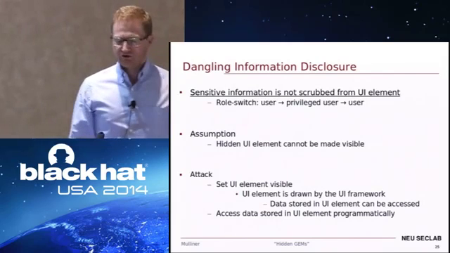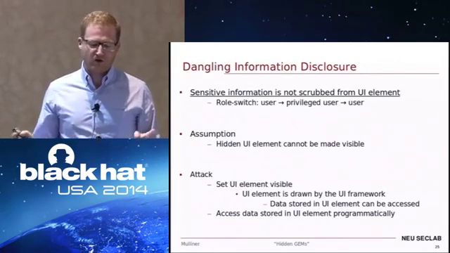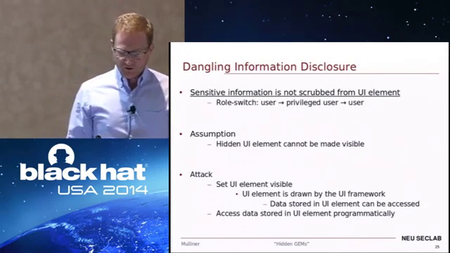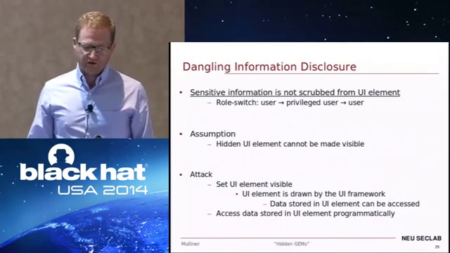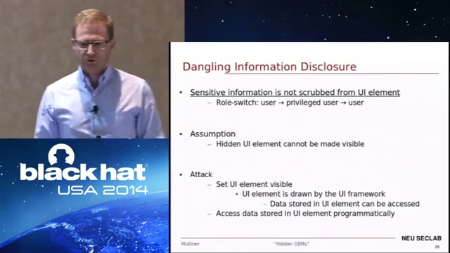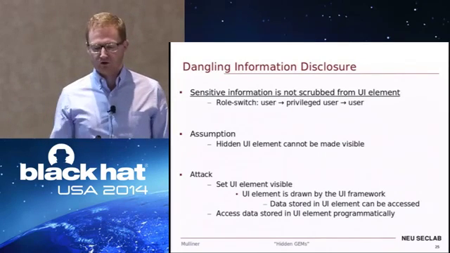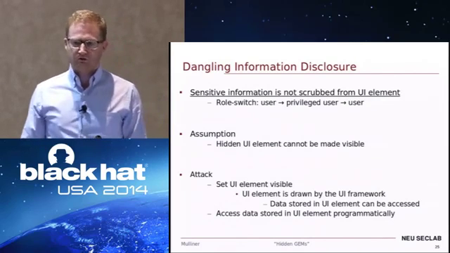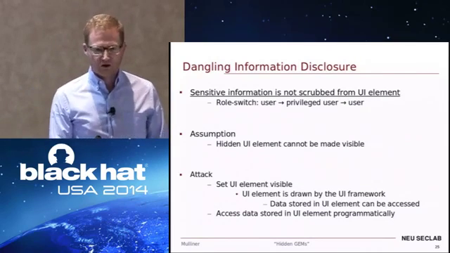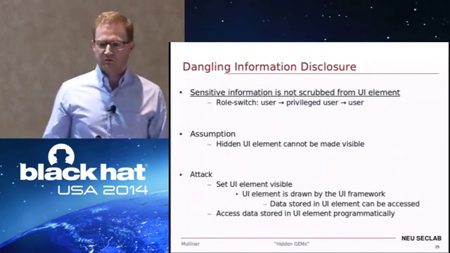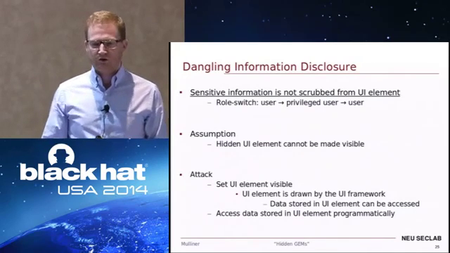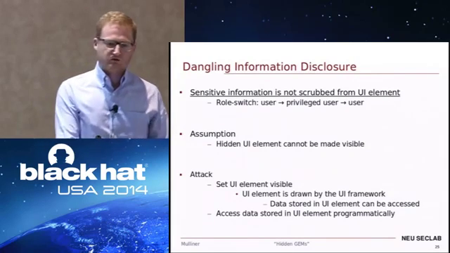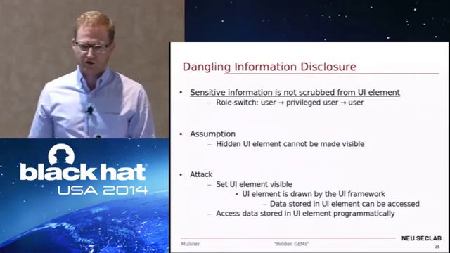A small variation of the normal information disclosure is what we call dangling information disclosure. The basic idea is that sensitive information is not scrubbed from a UI element after the element is no longer used. For example, if you're a normal user of an application and you change something, then you see, oh, I made an error, but I cannot revert it. So you get maybe your supervisor, somebody with higher privileges, to temporarily escalate the privileges, revert your changes, and then drop back to your user.